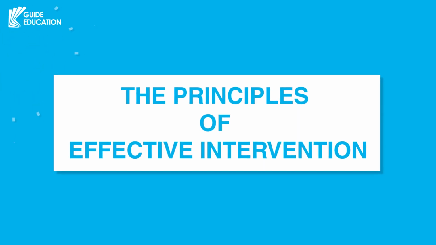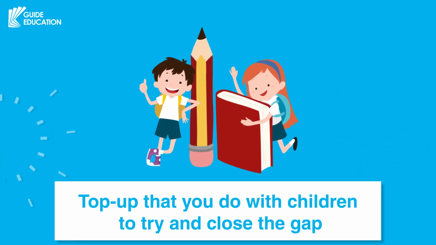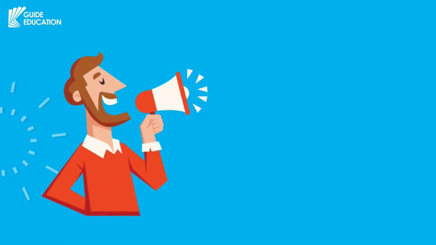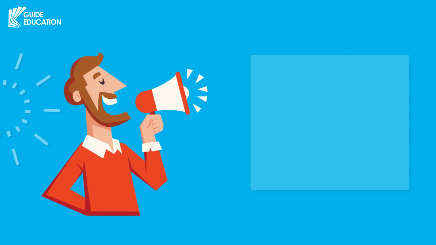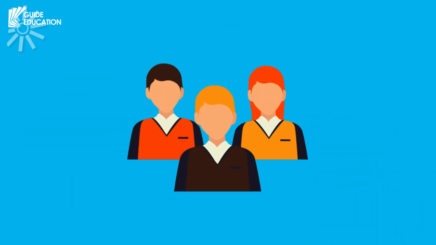I'd like to talk in this video about interventions. Those bits of extra top-up that you do with children to try and close the gap which is there. So I'd like to start by talking about the code of practice and their assess, plan, do, review cycle that they say is needed as part of their graduated approach for when you are putting in interventions for a child.